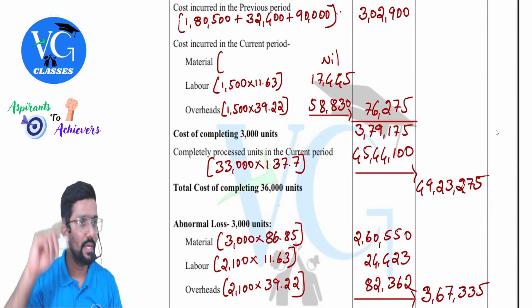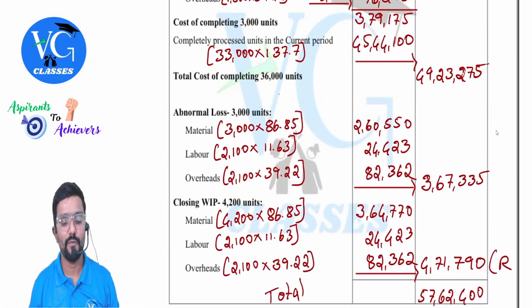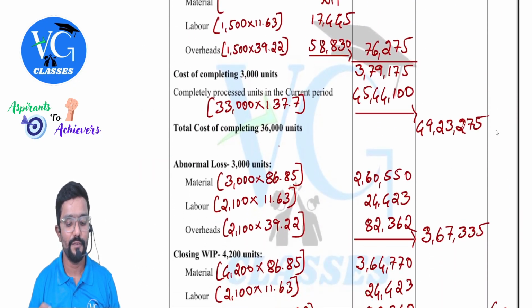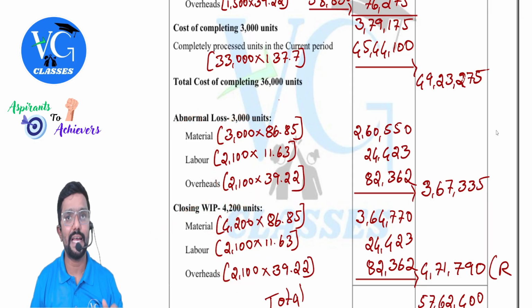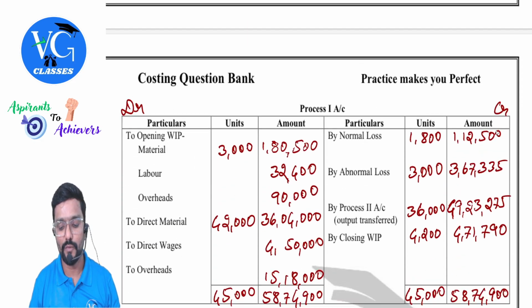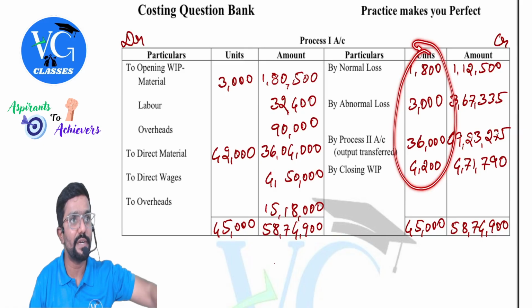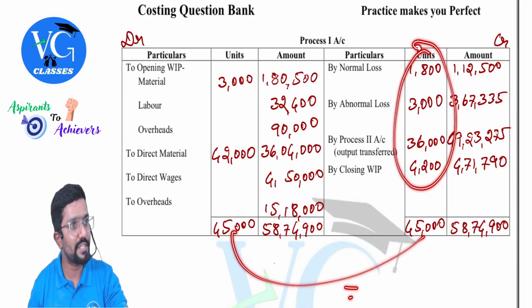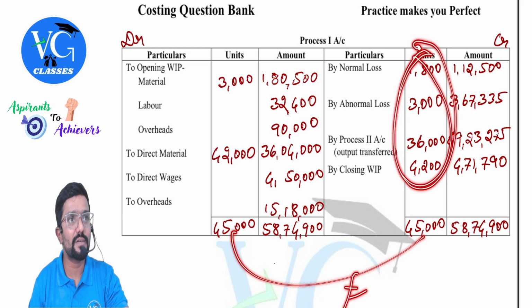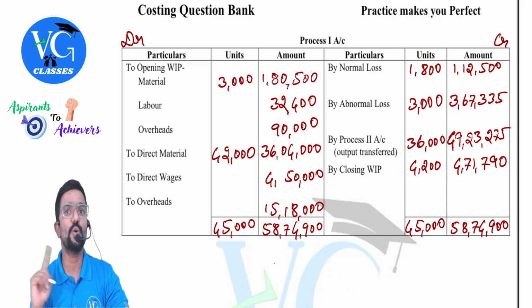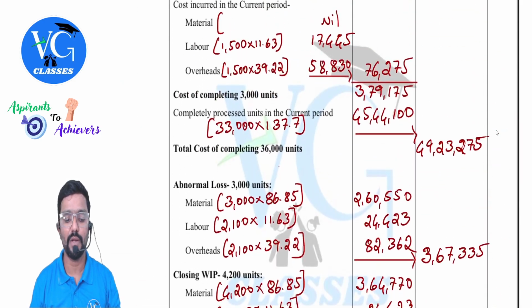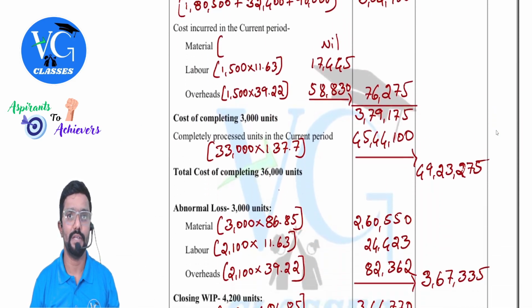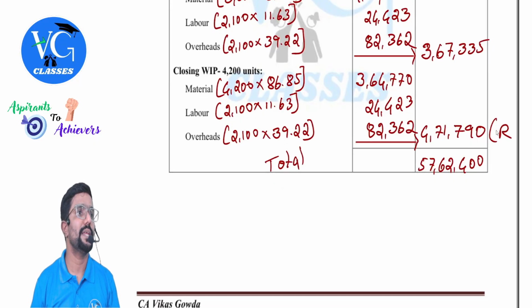4923,275. One thing you have to be careful about, guys: while doing the statement of evaluation for closing WIP, abnormal loss and all, we will take the equivalent units for calculation. But in the process account, when you are presenting, please take actual units, or else the units column will not match. You need to present actual units, not equivalent units. Clear? And whatever cost we write here is nothing but what I would have got in the statement of evaluation. Got it?